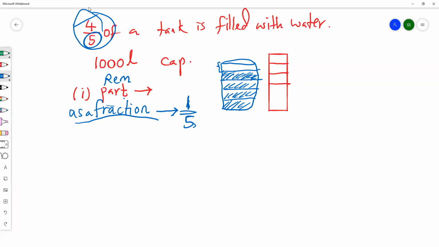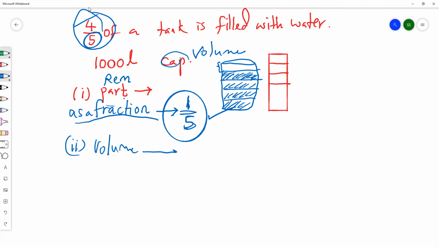1 out of 5. That is the remaining part of the tank, as a fraction. As a fraction means 1/5, you have to write. What is the volume of the water in the tank? Yes, 4 over 5 of the tank is there. Of means multiplication.